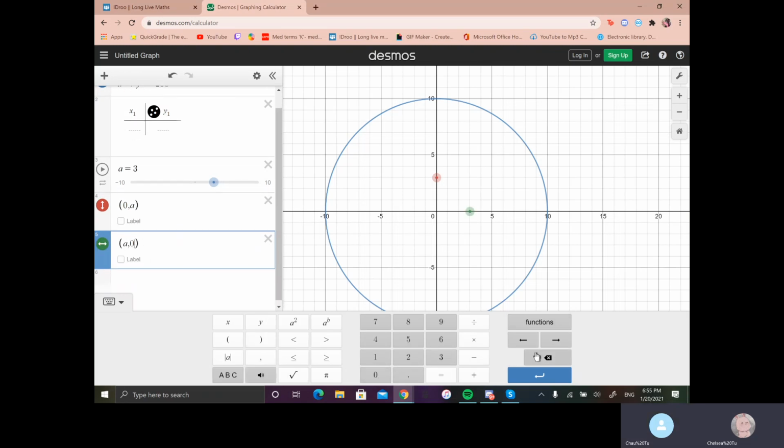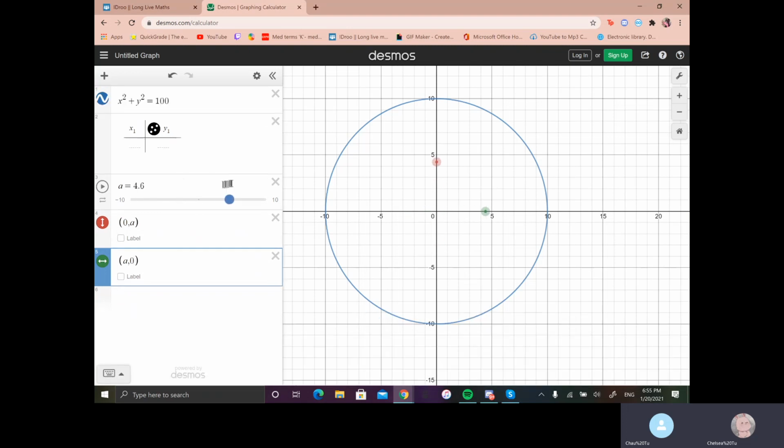That's not a point there. So slide a. You see? It's not working, is it? I want it to represent that black point that we worked out earlier.